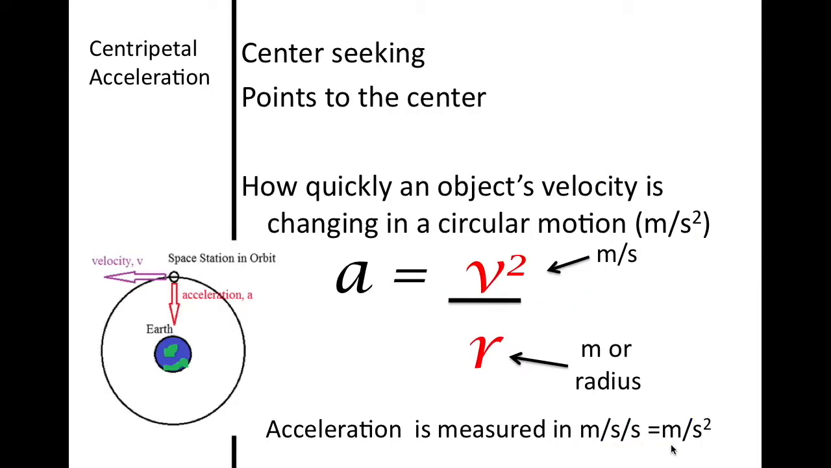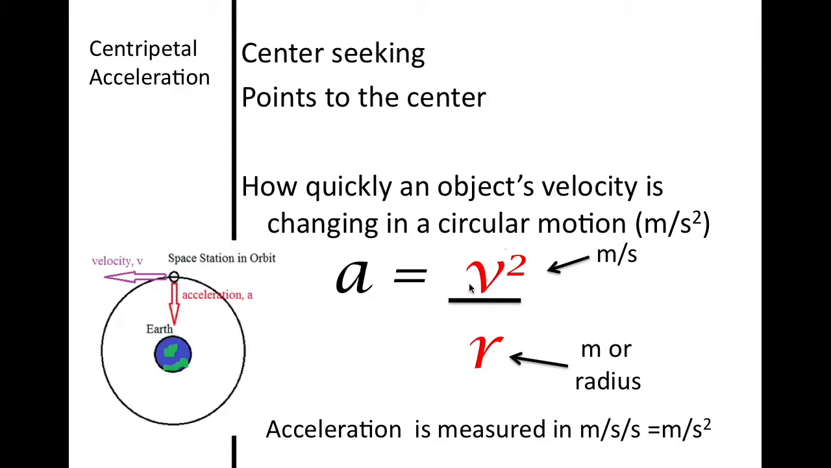Centripetal acceleration is center-seeking. It points to the center. It is how quickly an object's velocity is changing in a circular motion. Acceleration is whenever velocity changes, either in direction or in speed. And here we already have a for acceleration equals v squared over r, which we got from F equals ma.